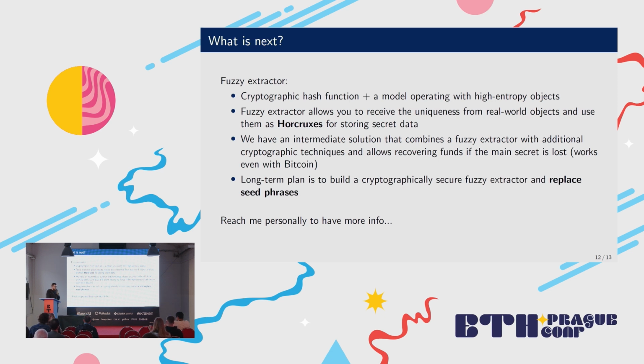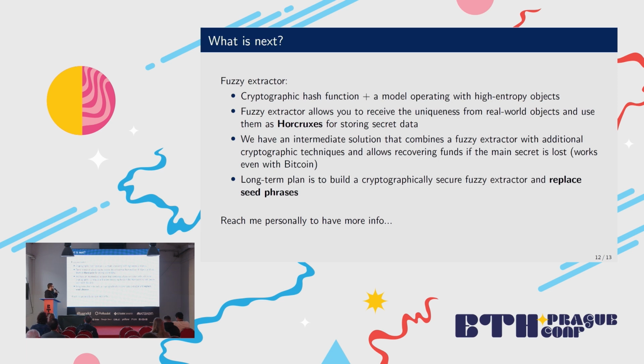We are playing in kind of Harry Potter, and we want to remove seed phrases in all wallet solutions. How can it be done? As I explained, you can extract the uniqueness from different objects and reuse that as secret data for your account. So you can derive key materials from different environments. And right now we are working on fuzzy extractors that allow you to receive this uniqueness from objects.